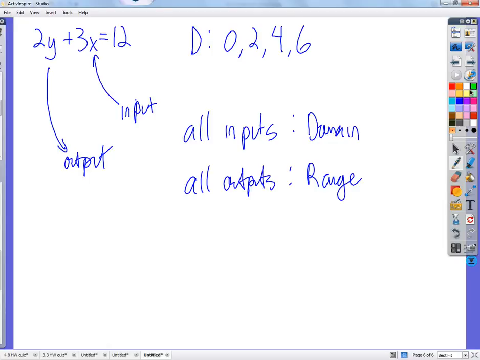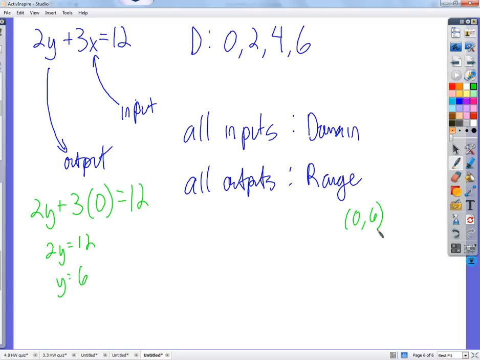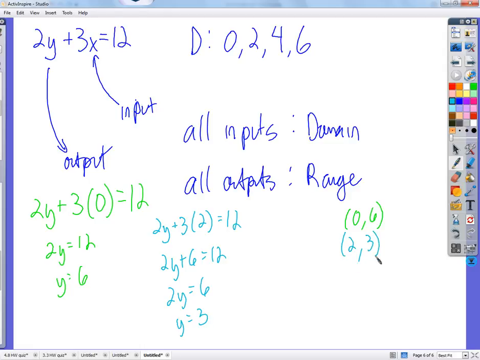Okay. So we'll start with 0. Put 0 in for x. x is the thing that takes inputs. Our first input that we're going to use is 0. So we put in 0, we get 2y equals 12. Divide by 2 on both sides, y is 6. We're going to keep track of these results, so we could do like 0, 6. Then we'll do 2. 2y plus 3 times 2 equals 12. That's 2y plus 6 equals 12. Subtract 6 on both sides, divide by 2, and y is 3. So x is 2 means that y would need to be 3.